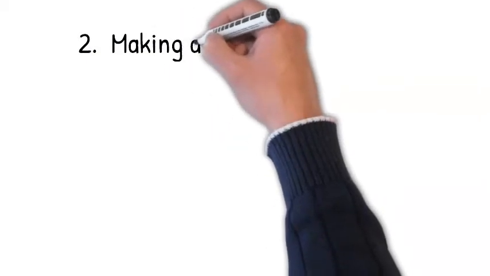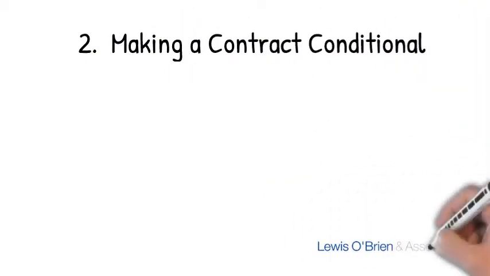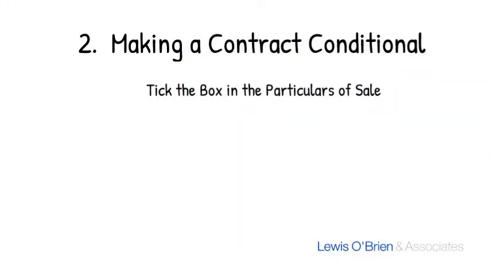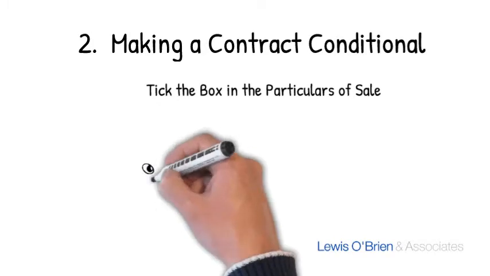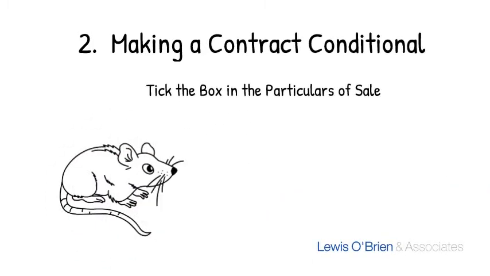The first thing you need to know about this special condition is that you need to tick the box in the particulars of sale to actually activate the condition. Now, this assumes that you're using the most recent version of the Law Institute Real Estate Institute real estate contract. In the case of other earlier versions of the standard form contract, you may actually need to insert your own special condition. But either way, the first point is that you need to make sure that the condition is both present and activated before it'll work for you.